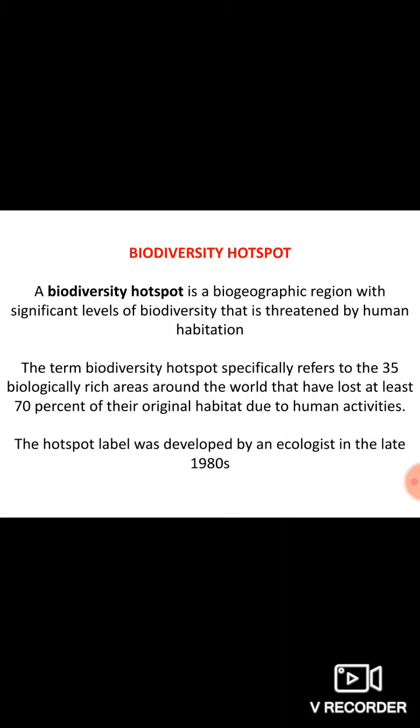So a hotspot is nothing but a biogeographical region. A biogeographical region means a geographically separated region where life is there. That's why it is biogeographical. So a biodiversity hotspot is a biogeographic region with significant levels of biodiversity that is threatened by human habitation. That is threatened by human habitation. So what actually this means is, you see the sentence 2, you will understand very clearly.